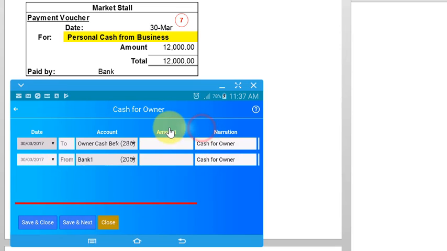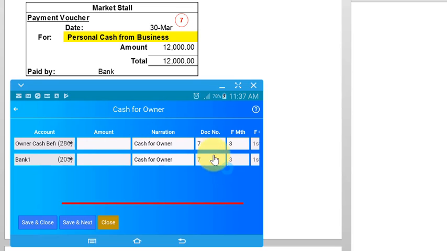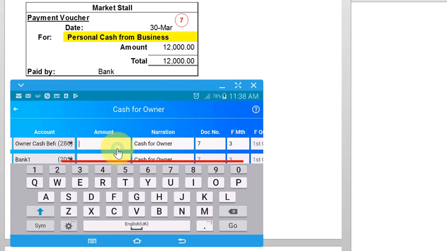Now the narration is already there. The document number is already there. Remember, this transaction is matched to that document. That document is supposed to support this transaction. So if you don't have a 7 on your source document, please add it there, because after 5 years, you might be required to support this transaction in the records with a source document. So all we have to do here is record the amount of 12,000.